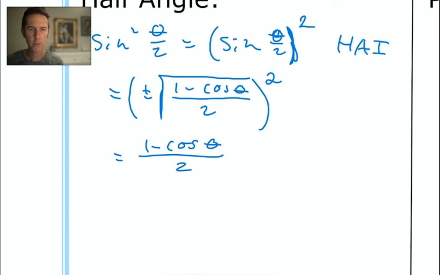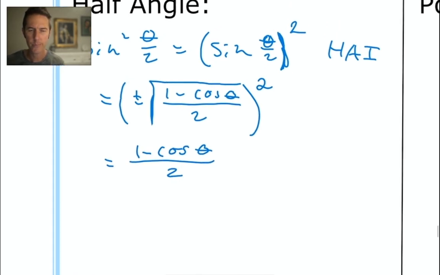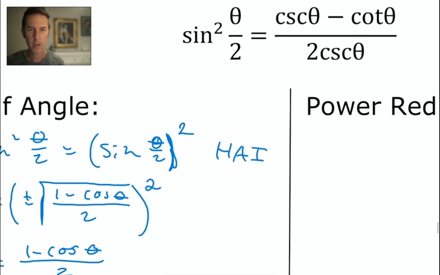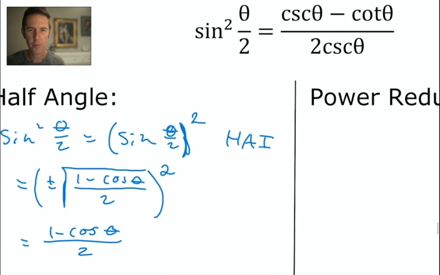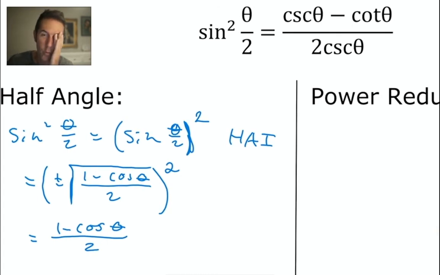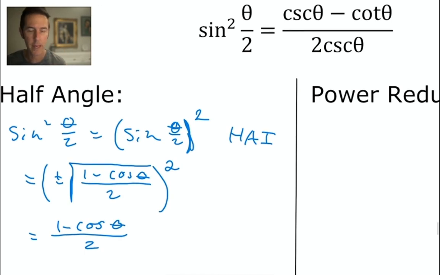Do you see anything else we could do to 1 minus cosine theta over 2? It's not jumping out at me. But what am I trying to turn it into? I'm trying to make it say cosecant theta minus cotangent theta over 2 cosecant theta. That's crazy. How am I supposed to turn it into that?